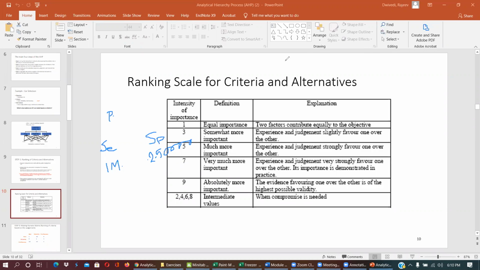Or another example you can take. New York is 10 times bigger than Seattle, and Seattle is 1/10 of New York City. So the same criteria we are going to use. So what you are going to do, you are going to make a scale. How are we going to make a scale?